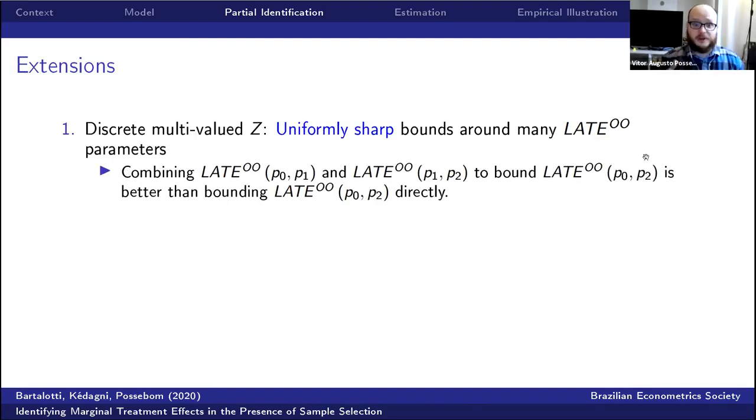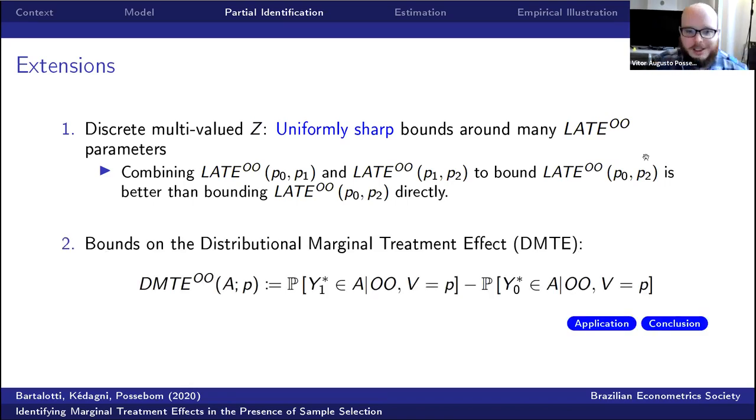And this uniformity is important because by bounding the 2 short LATEs, so the LATE from 0 to 1 and the LATE from 1 to 2, we can weight them to derive bounds around the larger LATE, the LATE from 0 to 2, and that combined bound will actually be tighter than a bound that focuses directly on the LATE from 0 to 2. So we can get tighter bounds by focusing on all the details of the problem.